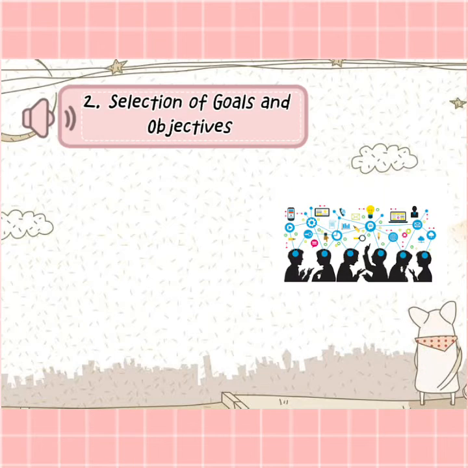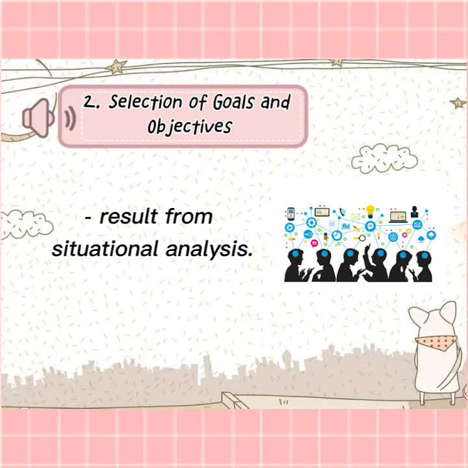Second is the selection of goals and objectives. This is a result from the situational analysis. In some cases, if the government or the university prescribes the curriculum goals and objectives, such features will be considered as part of the internal and external influences that will be studied in the situational analysis.